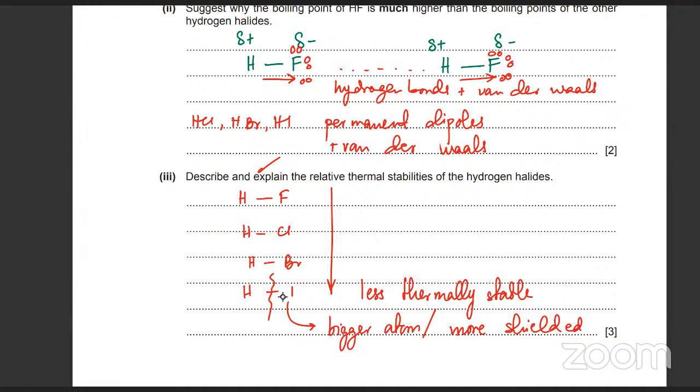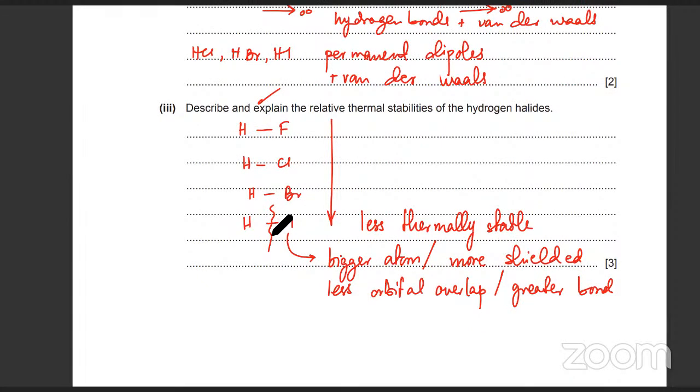Which means there's going to be less orbital overlap. The bond length would be greater. With bigger atoms, the electrons are going to be far away, so greater bond length, and as a result, you're going to have a weaker bond. Smaller atoms are always stronger. They have stronger bonds.